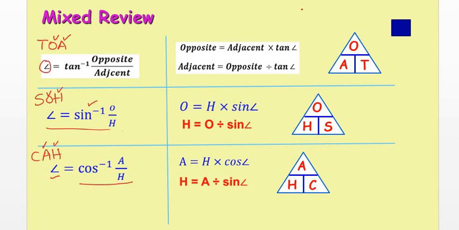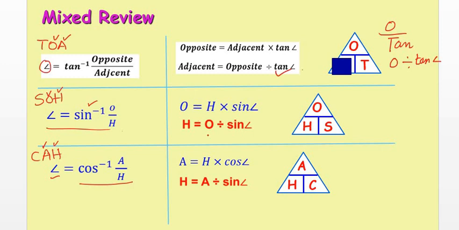Then if you are trying to find a missing side, let's say the opposite, and you already have the adjacent, you can make use of this triangle to make the formula. You multiply the adjacent with the tangent of the angle. And if you have the opposite and you are trying to find the adjacent, you can see these are making a fraction: opposite over tangent. So it becomes opposite divided by the tangent of the angle, as I have written it over here.